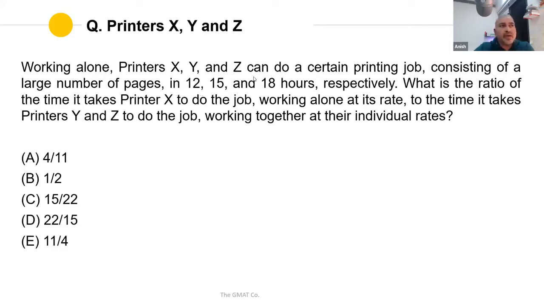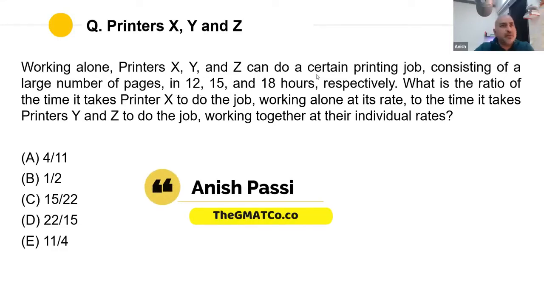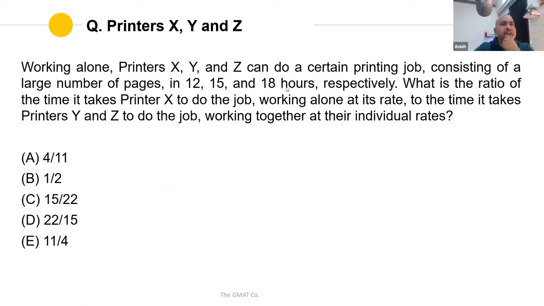Working alone, printers X, Y, and Z can do a certain printing job consisting of a large number of pages in 12, 15, and 18 hours respectively. All right, so who's the fastest, by the way? X is the fastest. He takes the fewest hours. X is able to finish the job in 12 hours. Z is the slowest. Z alone takes 18 hours.